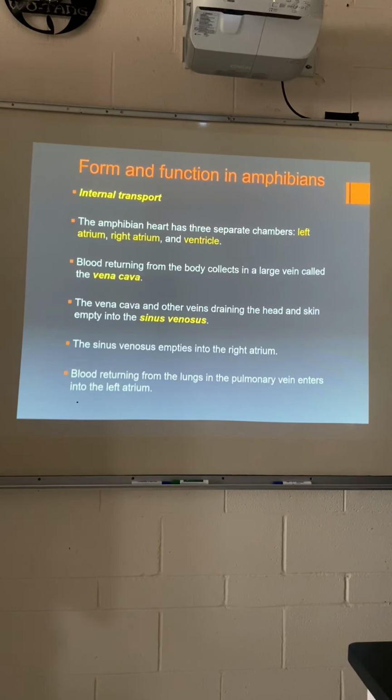Okay. Again, we have a left atrium, a right atrium, and a ventricle. So in this case, last time we just talked about an atrium and a ventricle. But now we have a left and a right, so we have two muscular chambers that work within this. And as well, we have the return of a vena cava and a sinus venosus.